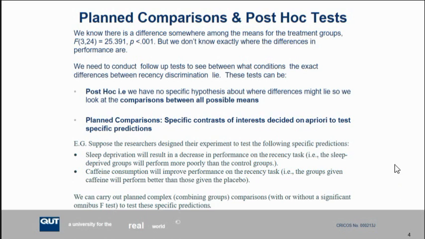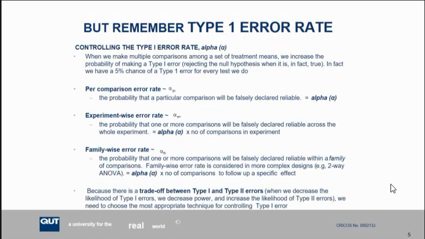So, for example, suppose the researchers designed this experiment to test the following specific predictions. A, that sleep deprivation will result in a decrease in performance on the recency task. And B, that caffeine consumption will improve performance on the recency task. So we could carry out 2 planned, complex, because they'd be involving more than 2 groups, comparisons to test these specific hypotheses.